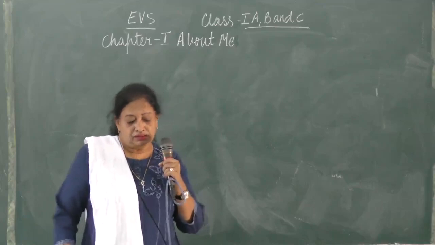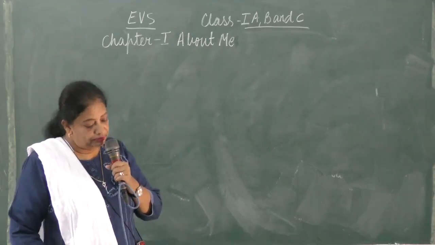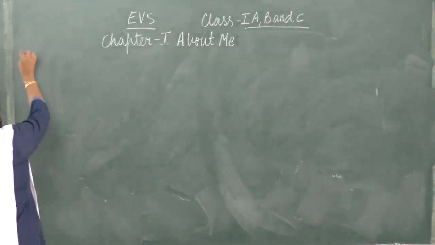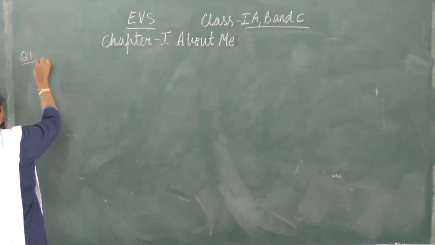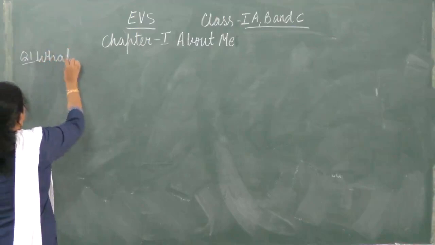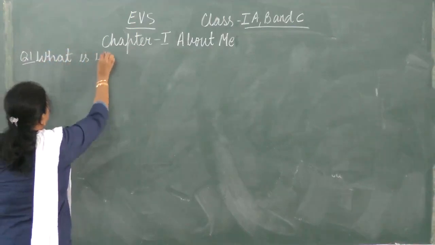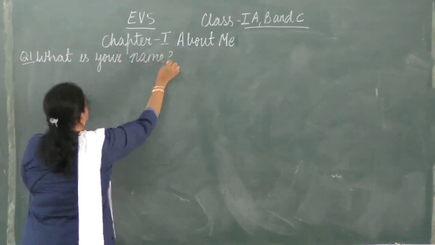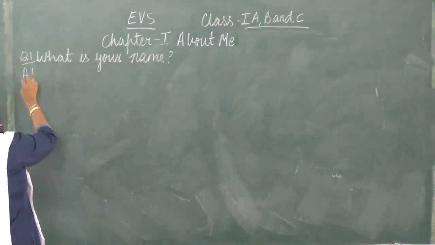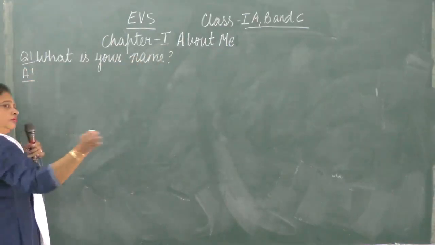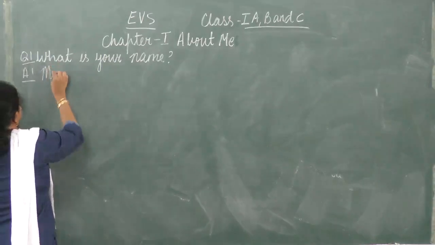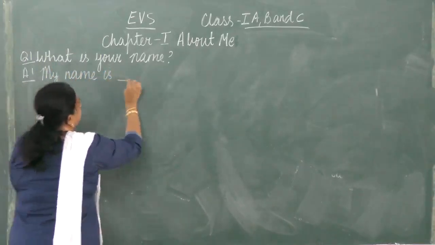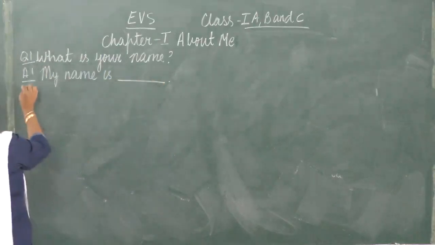Okay, children? Now, children, you all know what is your name? You are going to write in chapter 1, question 1, what is your name? You will write it like this in your exercise book. My name is, you will write your name here and a full stop. Question 2.